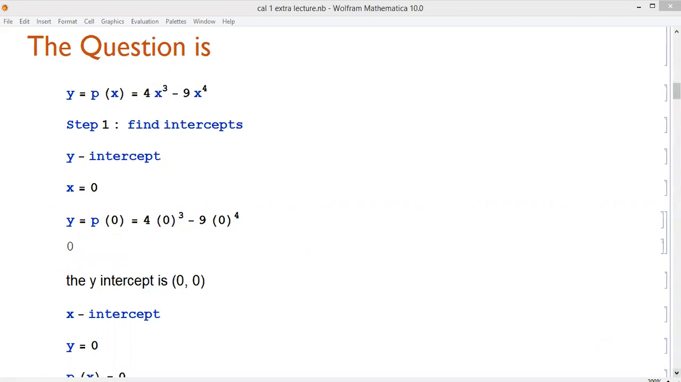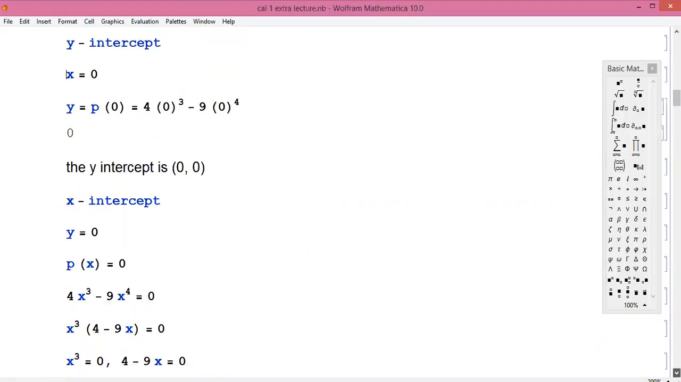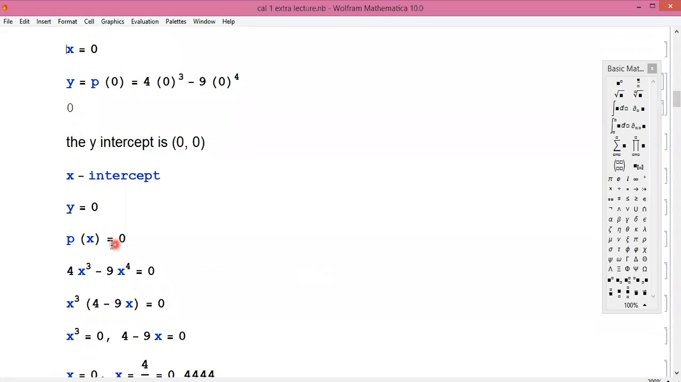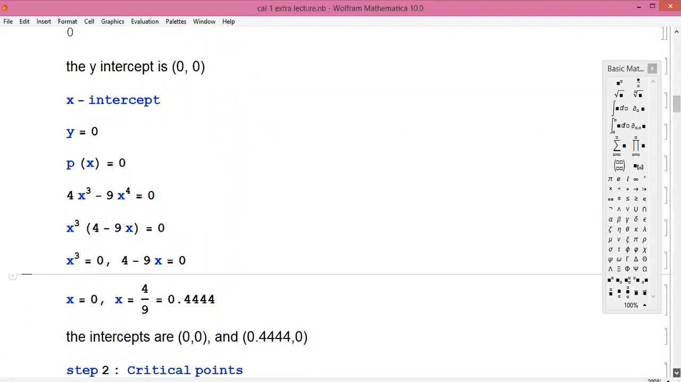Now for finding the x-intercept, that is y is equal to 0, what I have done here, if you have the calculator you can use that too, but here I'm just taking common x cube, and what I get is (4 minus 9x) equals to 0. Here equating both to 0, I will get x equals to 0 and x equals to 4 over 9, that is 0.444.